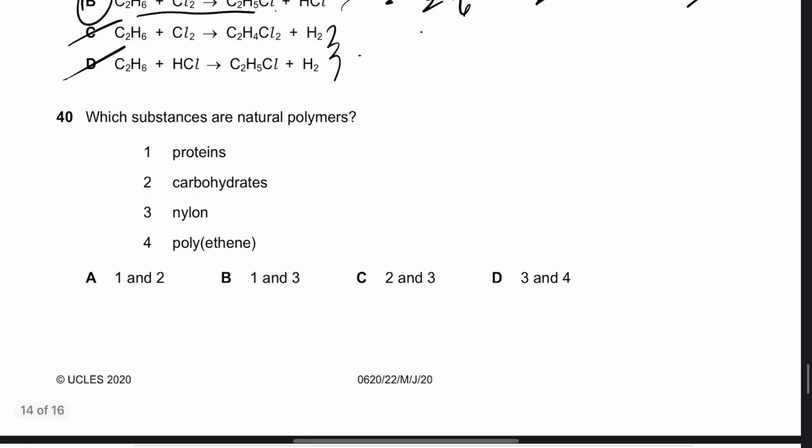The last question, finally: which substances are natural polymers? Proteins are natural polymers. Carbohydrates are natural polymers because they are made up of glucose, as starch. Nylon is synthetic. Polyethylene is an addition polymer, and it's also synthetic. So 1 and 2 is the right answer.